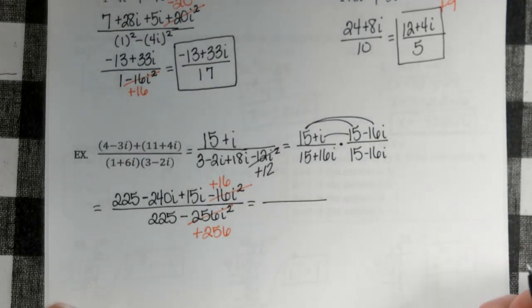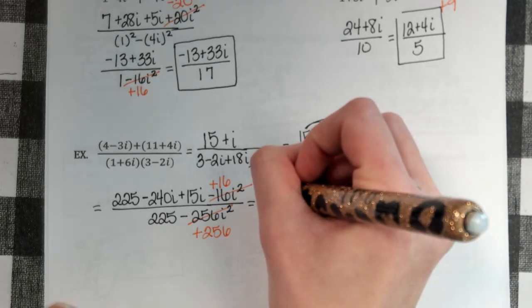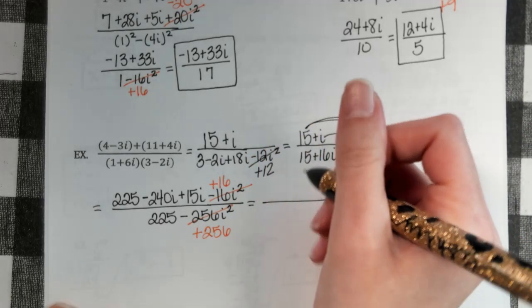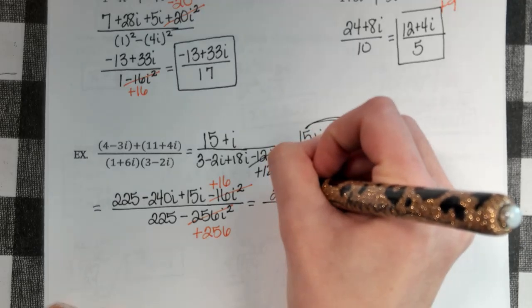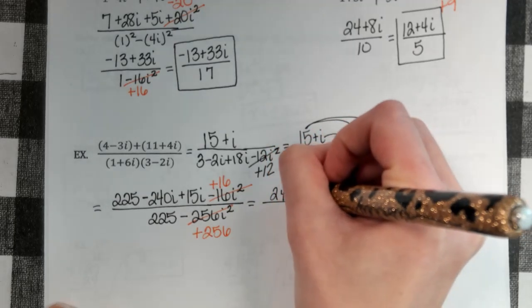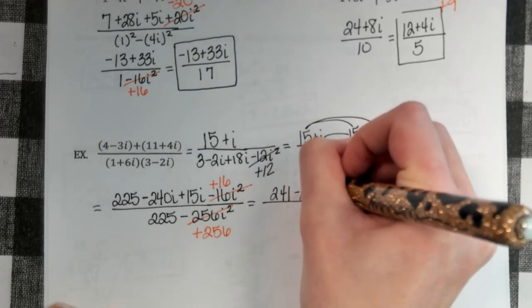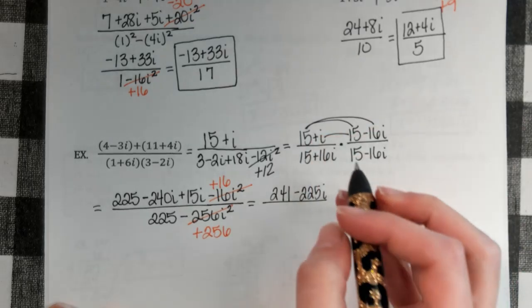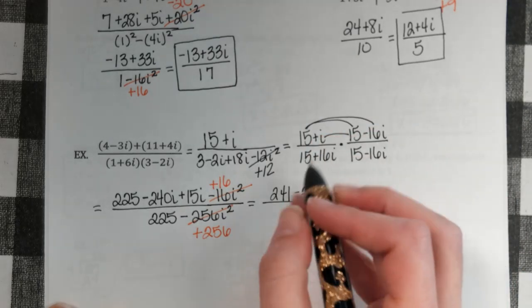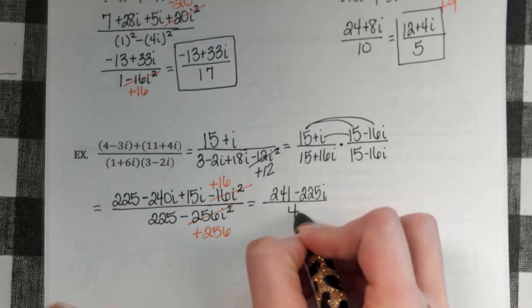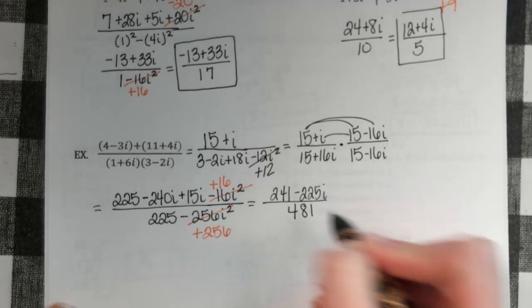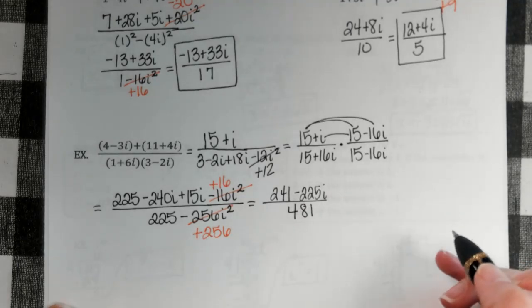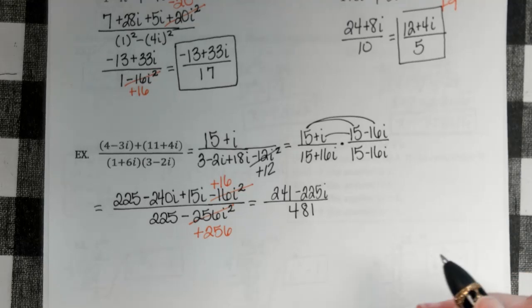My numerator becomes 240 minus 225. 241. Over 497. Right, 481. 481. And then you would check to simplify.